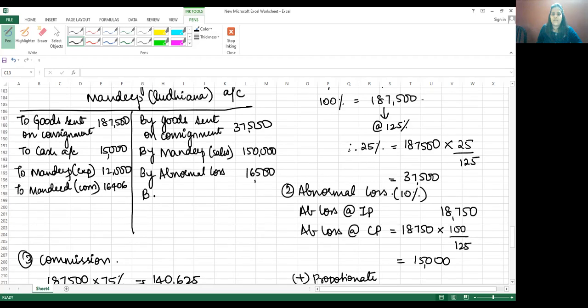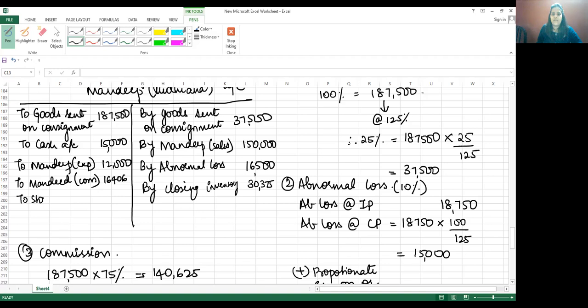Okay, first we'll write this: by closing inventory 30,375. Therefore, next we have to write the stock reserve. So that will be 37,500 into 15%. Okay, so that will be how much?